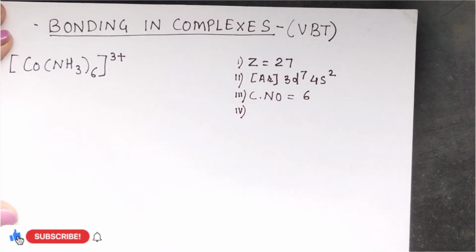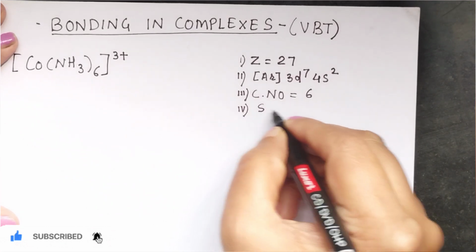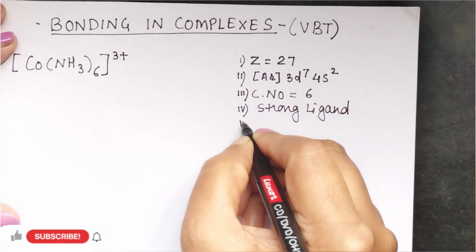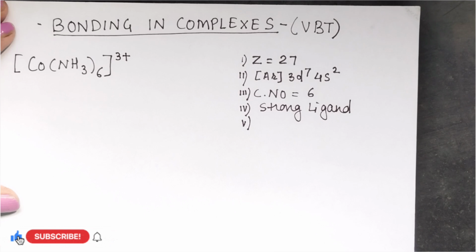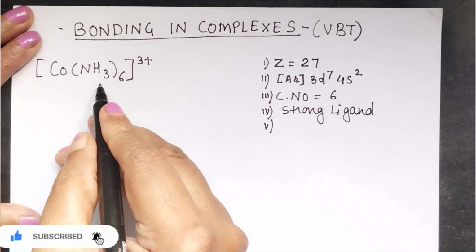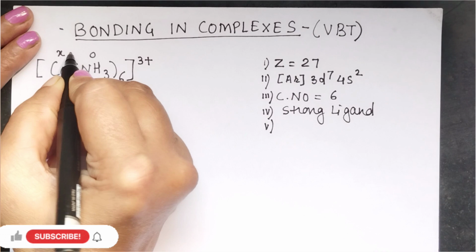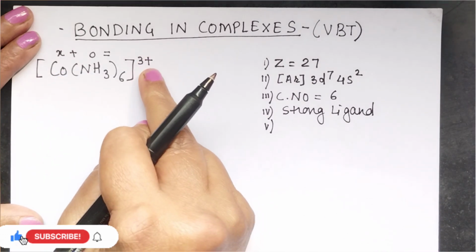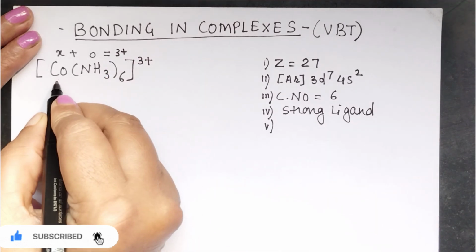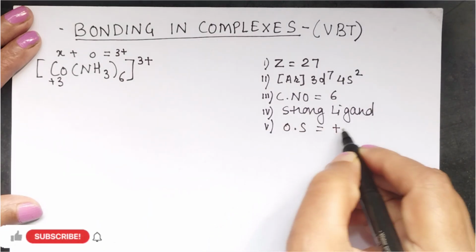Then you have to analyze the strength of the ligand. Amine is a strong ligand, so the nature of the ligand is strong. And very important last thing, you have to find out the oxidation number of the metal. So let's find out the oxidation number. Amine being neutral, its contribution here is 0. Let us take cobalt as X, plus 0, is equal to the charge on the complex, so it is 3 plus. And therefore the oxidation state for cobalt here is plus 3.